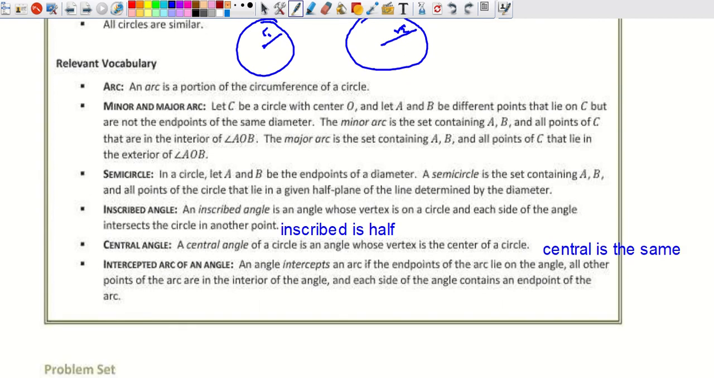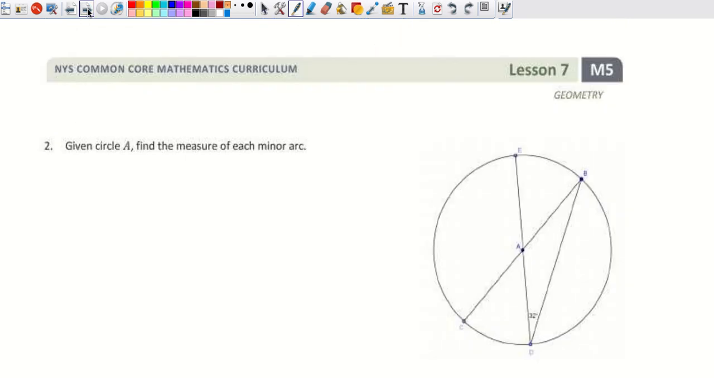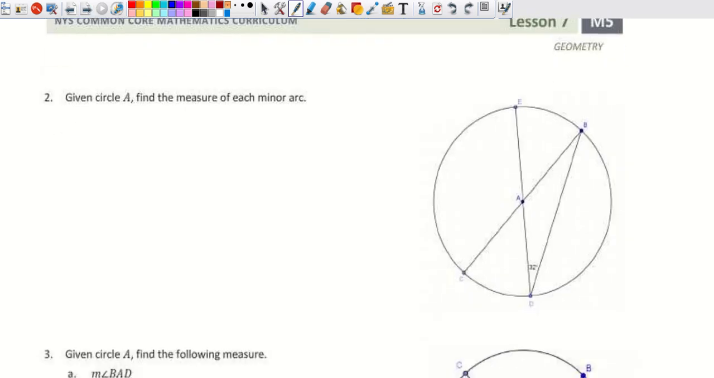An arc is just a proportion of the circumference of the circle. Remember, minor arcs are between 0 and 180. Major arcs are greater than 180. Semicircles are equal to 180. An inscribed angle is one where the vertex is on the circle. It is half the measure of the arc. Central angles are located at the center of the circle. And an intercepted arc is the arc that goes between the endpoints of the angle on the circle. Okay, jumping over to number 2.